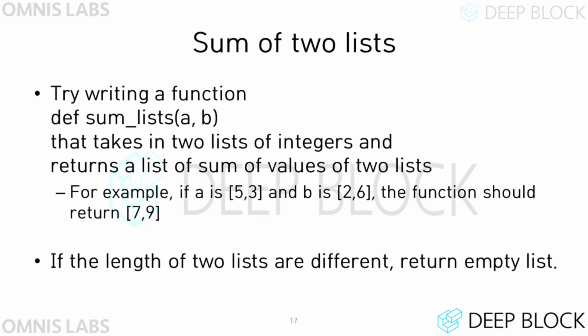Implement a function sumList that takes two lists of integers and returns a list of the sum of each element of the two lists. For example, if A is [5, 3] and B is [2, 6], then the function should return [7, 9]. If the two lists are of different lengths, return an empty list.